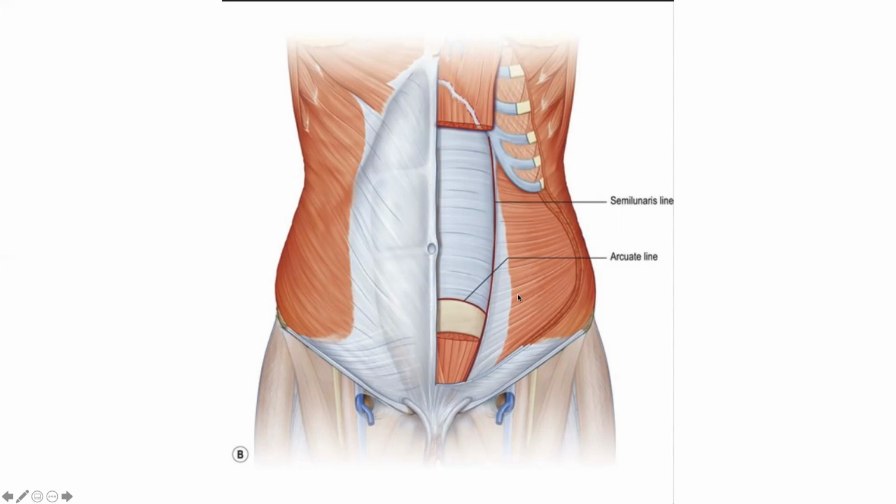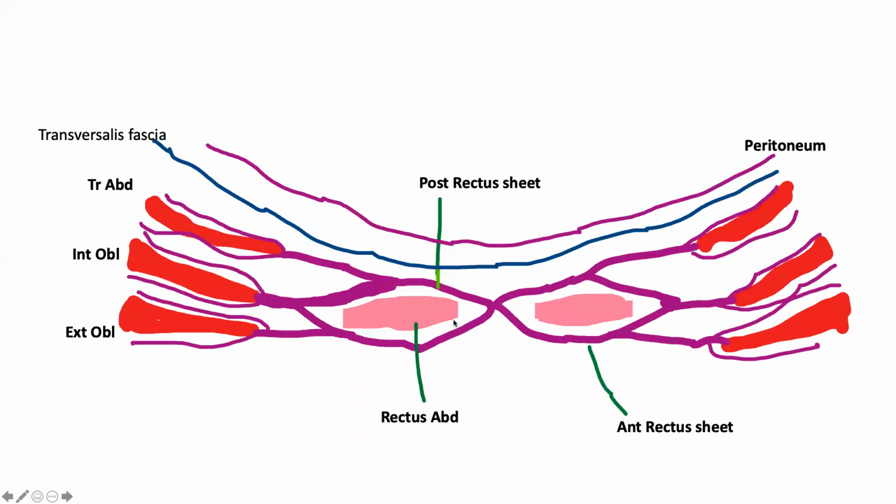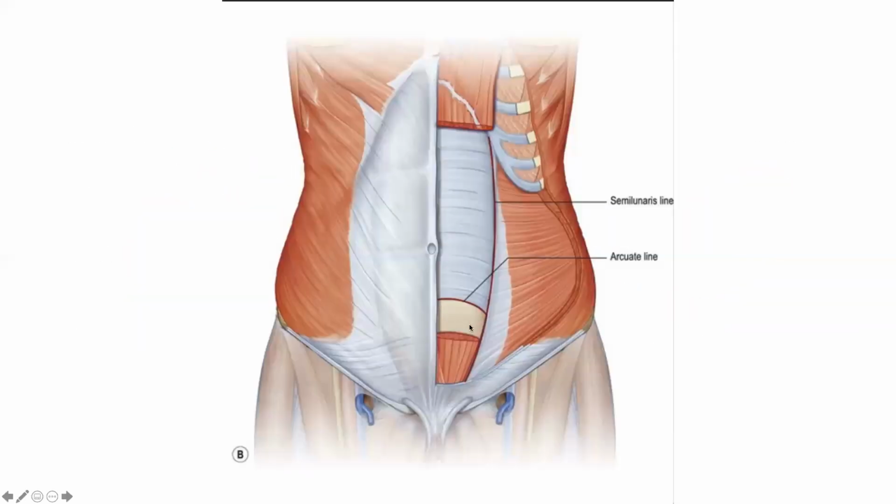So what happens below the level of the arcuate line? All the muscles and the fascia do not form the rectus sheath anymore. They will all march and run in front of the rectus muscle. And therefore, there is no posterior rectus sheath. And therefore, we are left with the transversus abdominis fascia, the transversalis fascia, somewhere around here. So that creates the arcuate line.